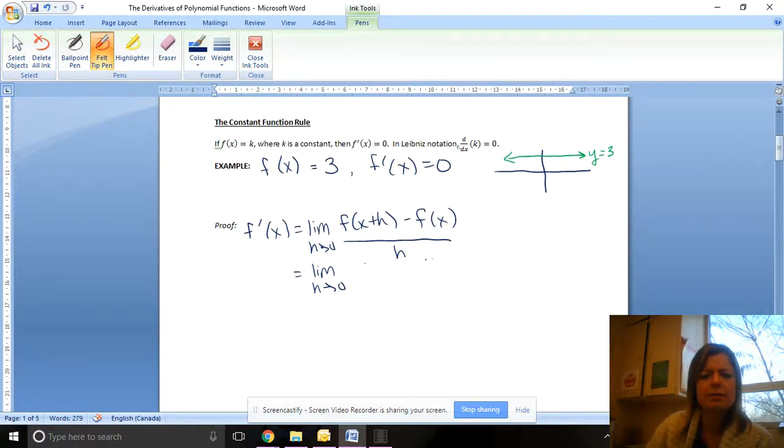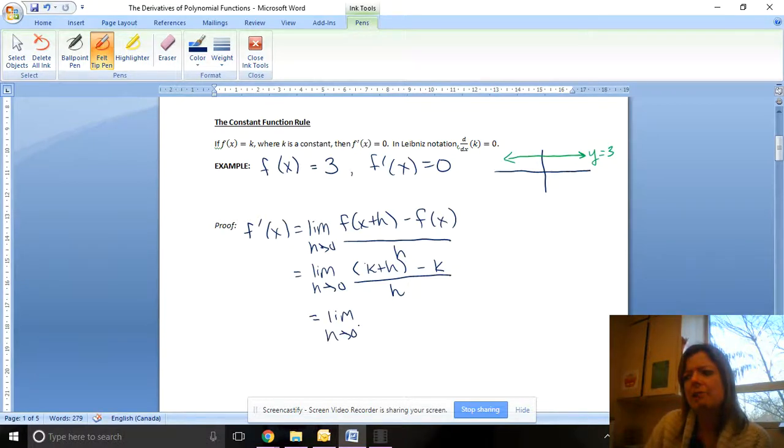So f(x) is k, so then k plus h minus k all over h, the limit as h approaches 0. Now, sorry, this should be f(k plus h). You might be thinking that you would just subtract k, and then the h's cross off, and you would get 1, but that doesn't make sense. So why is f(k plus h)?